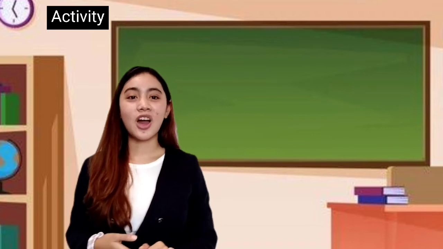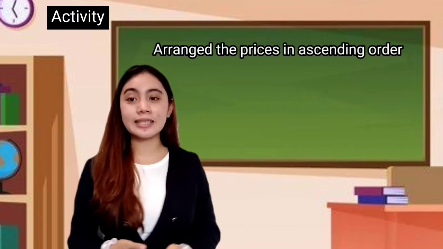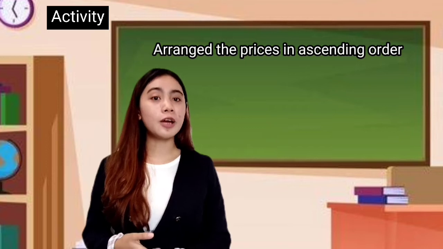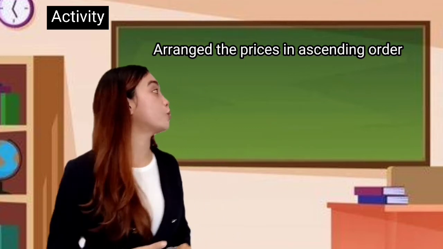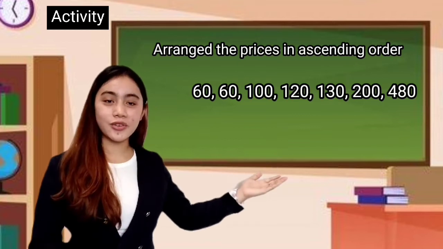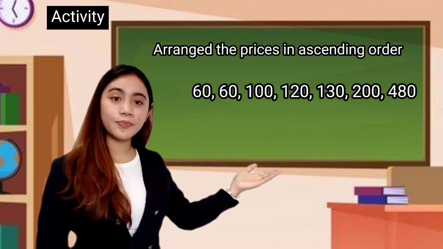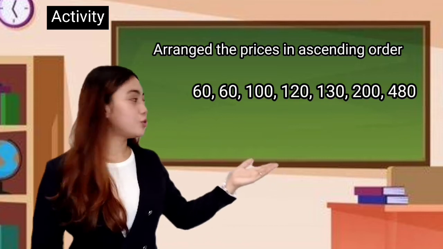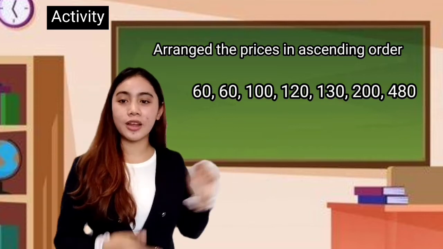Okay, what did we do in our activity this morning? Yes, Cindy? Okay, we arranged the prices in ascending order or from lowest to greatest. So we have here 60, 60, 100, 120, 130, 200, and 480.